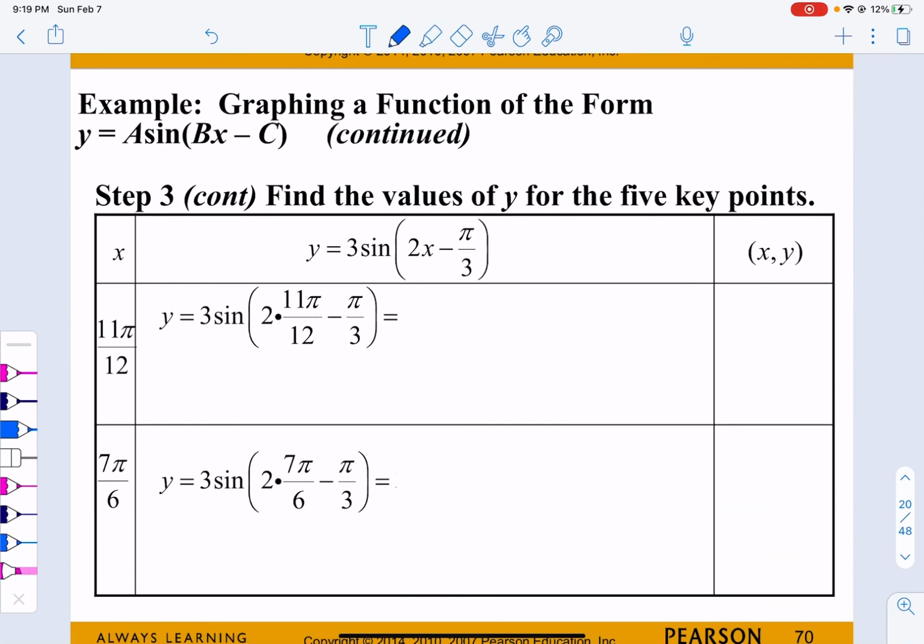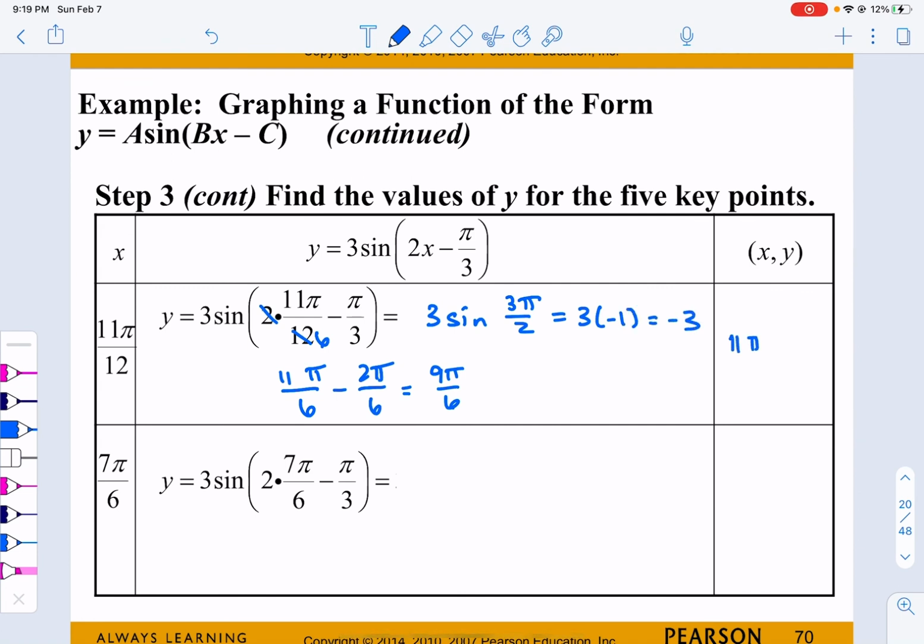If we continue on with this work, this is going to simplify. So we'd have 11 pi over 6, subtract, if we turn our pi over 3 into, what would we have? A 2 pi over 6. So that's going to end up giving us 11 minus 2, 9 pi over 6, which gives us, what do we got? 3 pi over 2. So 3 sine of 3 pi over 2, which gives us a negative 1. So 3 times a negative 1 gives us that negative 3, which is what we anticipated. So 11 pi over 12, comma, negative 3.